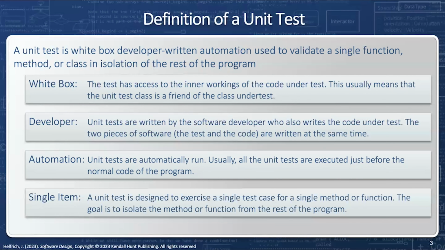And finally, it's a single item. A unit test is designed to exercise a single test case for a single method or function. The goal is to isolate the method or function from the rest of the program. And the reason for this is because if the unit test fails, we know precisely where the problem is. We can narrow it down to just one function or method, and usually within just one or two lines of code. Now, if we did an integration test where many functions and methods were being executed, then it's very difficult to tell exactly where the problem originated from. So a unit test makes it much easier to find bugs, and that's why they're our first line of defense.